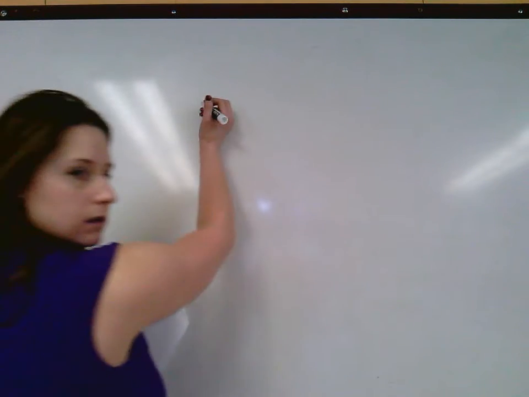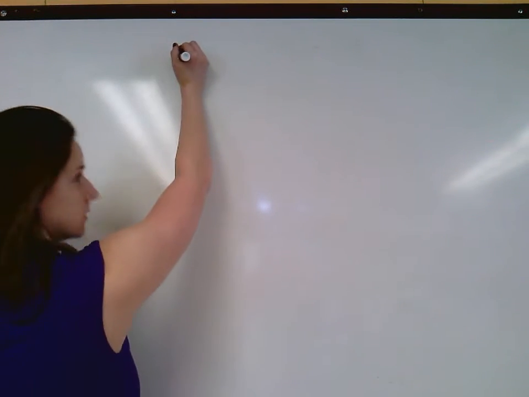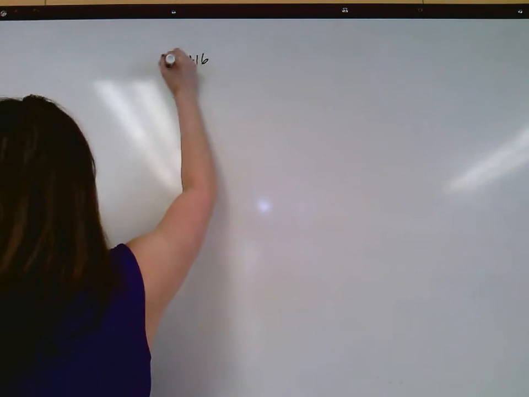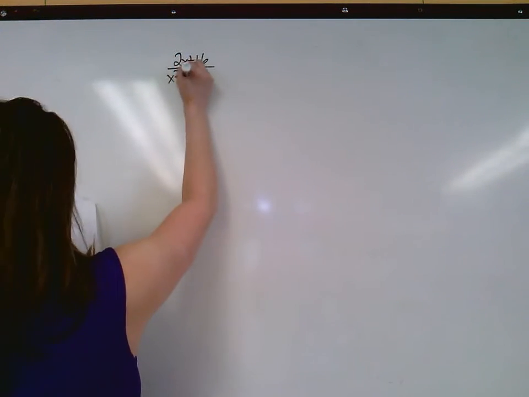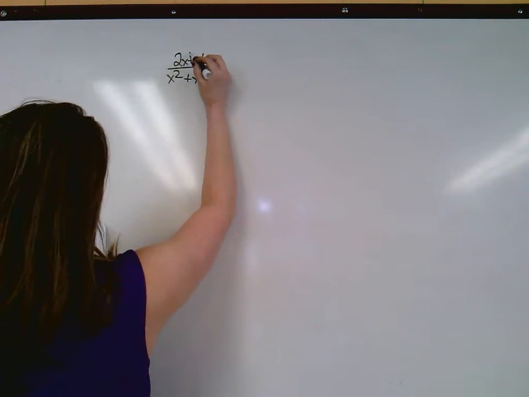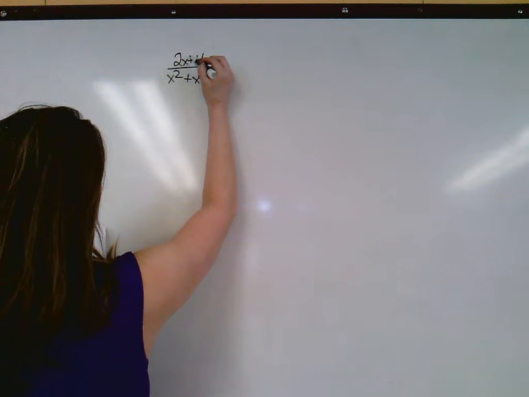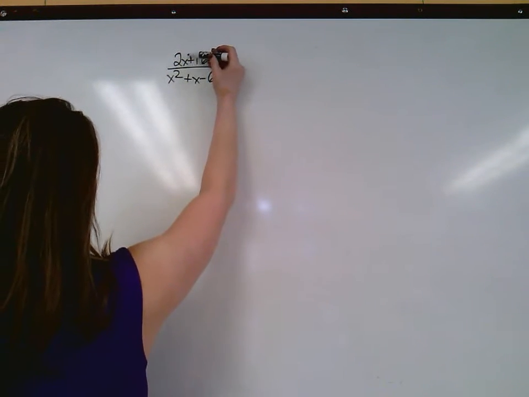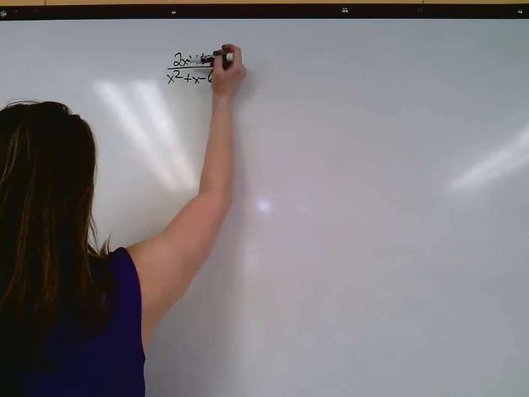Okay, so 2x plus 16. Alright, let's do right there, right between those squares. 2x plus 16 over x squared plus x minus 6. First thing you need to do, make sure the degree of the numerator, which is 1, is less than the degree of the denominator, which is 2, and it is.